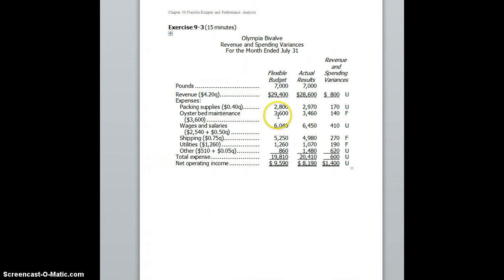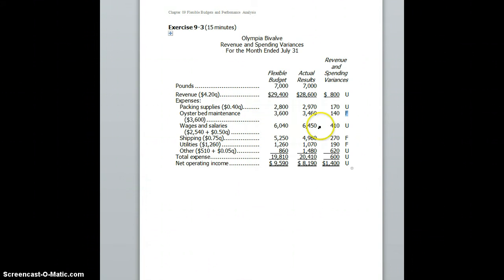If we look at oyster bed maintenance, the actual results for that cost is $3,460. We budgeted in the flexible budget $3,600. So here we came in under, by $140. That is a favorable variance, when we actually spent less than what we expected.